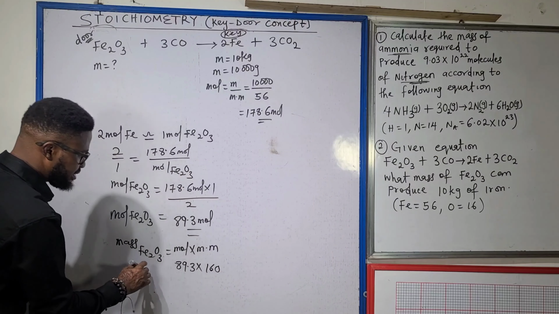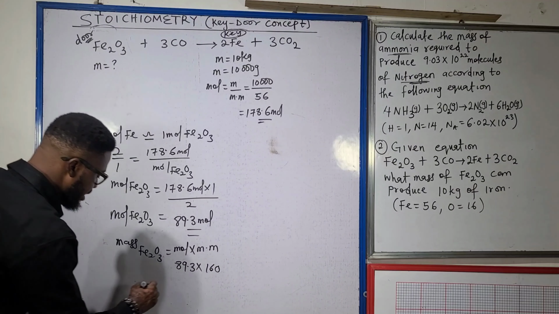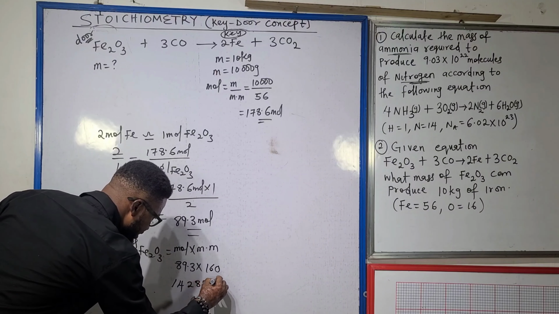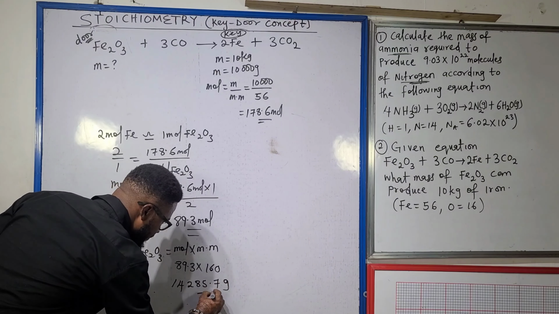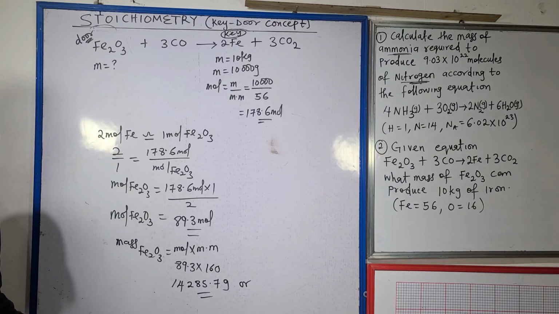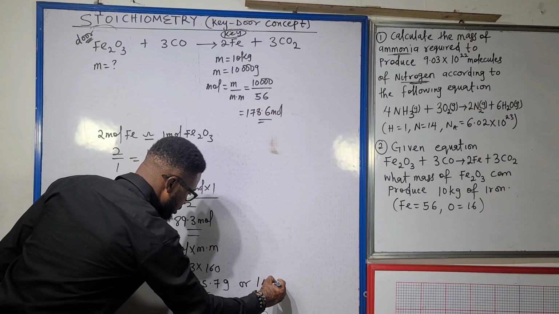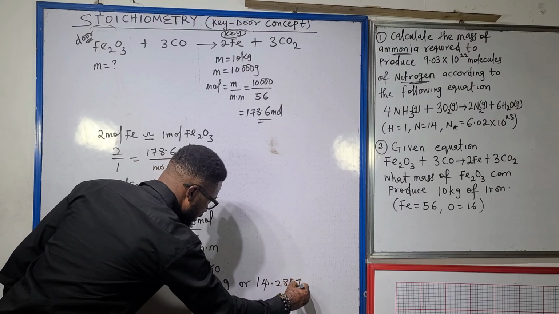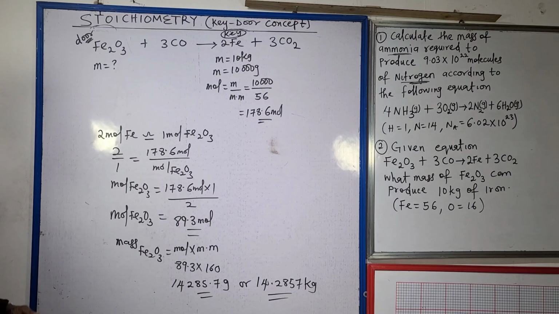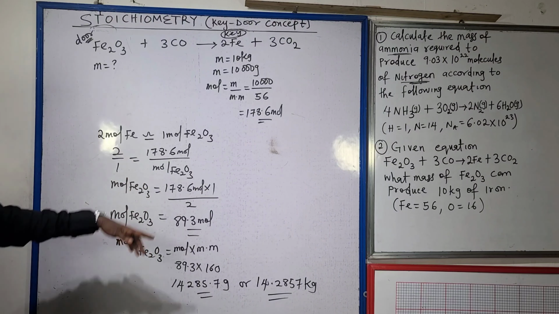So what you have here is 89.3 times 160, which is 14,285.7 gram. This is our answer, or we can convert to kilogram. That would be 14.2857 kilogram, and that way will be correct. It's actually not very difficult.